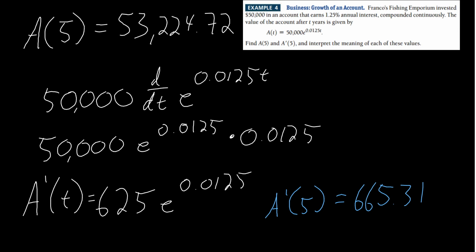All right, so this means that at the instantaneous rate of change, which is what the derivative is, the value of this fisherman's account is growing at $665.31 per year. So again, that's what that means. A of 5 is what we have after 5 years, and A prime of 5 is the instantaneous rate of change, how fast we're growing in those 5 years.